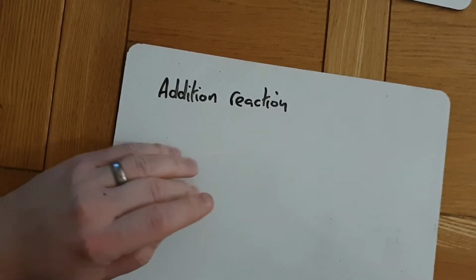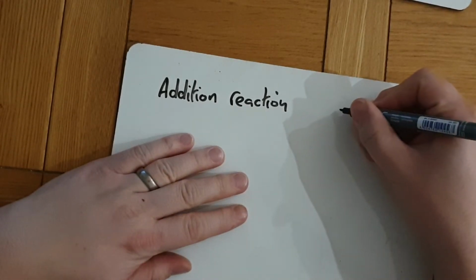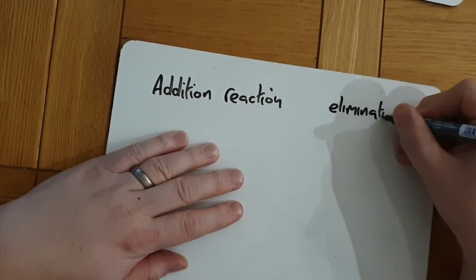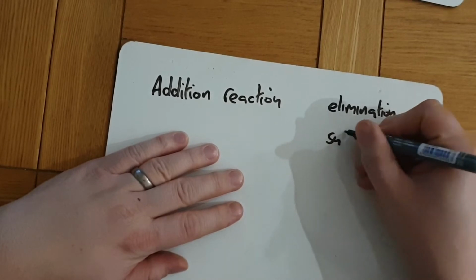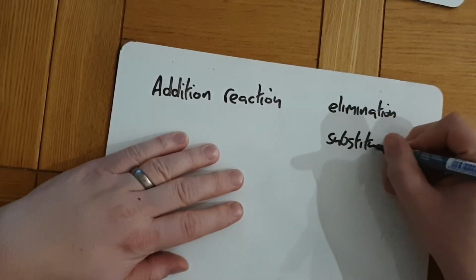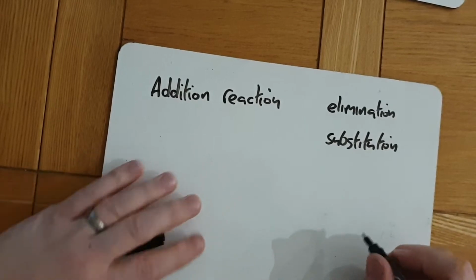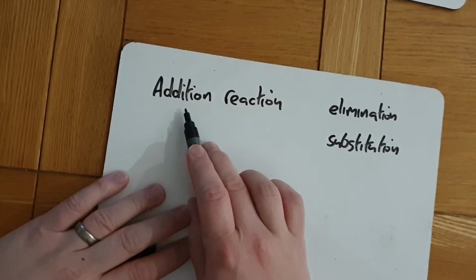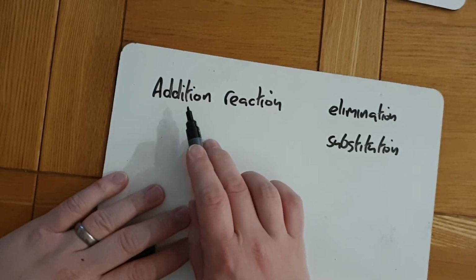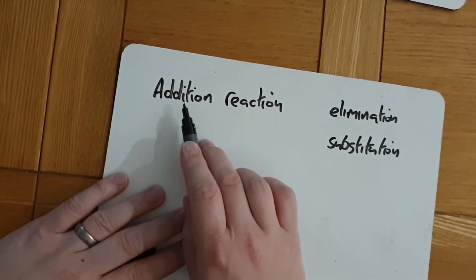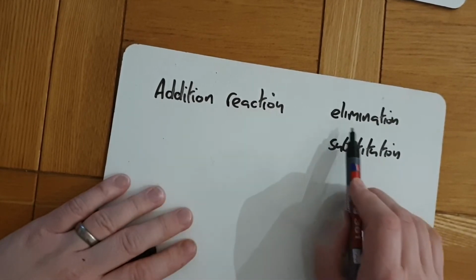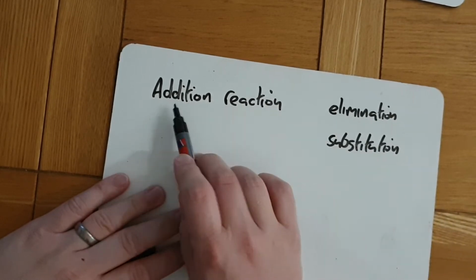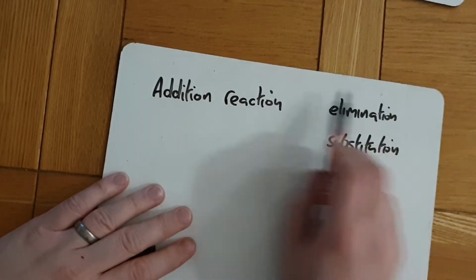Now, if you go on to A level, the other types are an elimination reaction and a substitution reaction. An addition reaction does what it says on the tin. You are adding something to the molecule. So if you're bolting an extra thing onto the molecule, it's an addition reaction. An elimination reaction, you are eliminating something in the molecule, you are ripping a bit off of it. So addition and elimination are the direct opposites of each other.